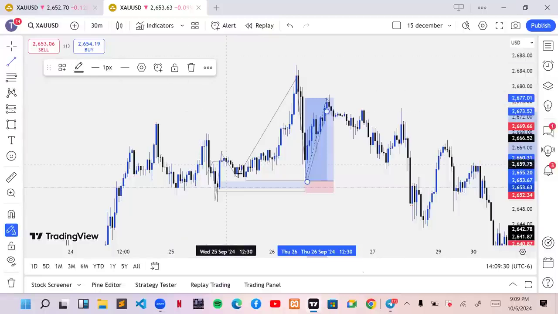I could have marked out this candle as my inducement. I could have marked out this one. Or what was the last one that pushed market in that direction? Like the last candle that pushed market to the new direction that it broke out into. That is the one I'm marking out, just to make the chart look cleaner.